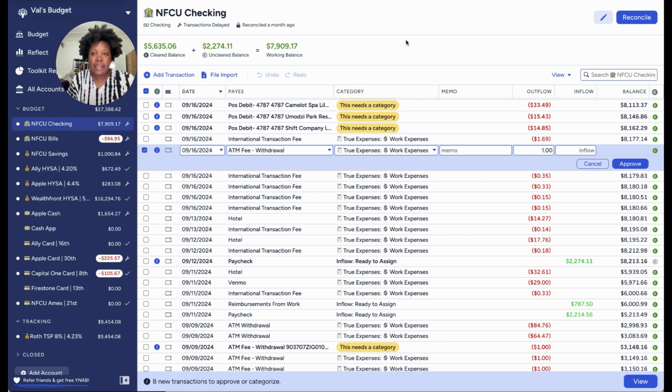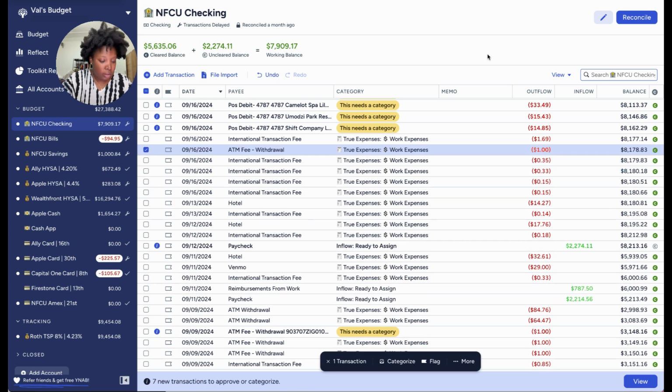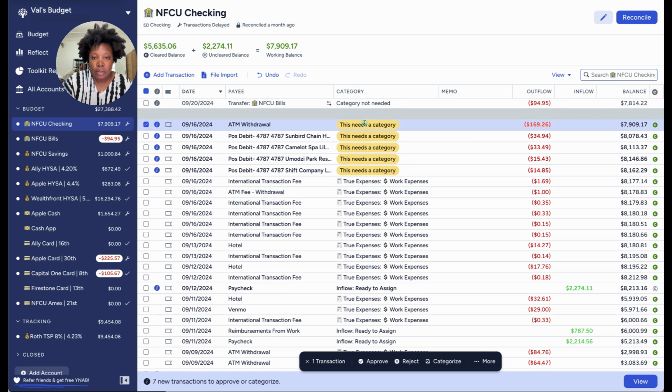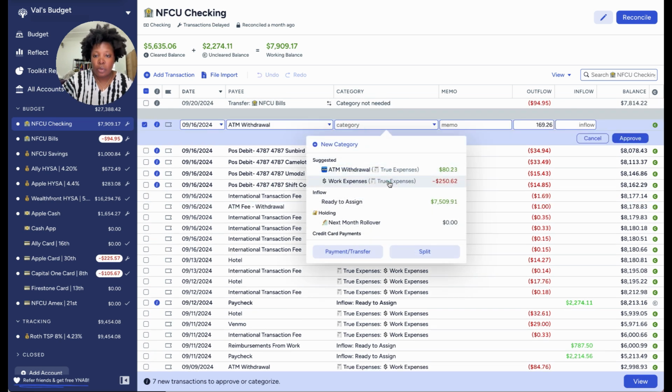I was charging my MacBook, so let's save that. Then we have the ATM withdrawal, which is $169.26. Here it is right here, and that was for work expense.